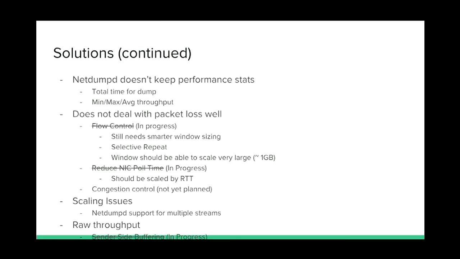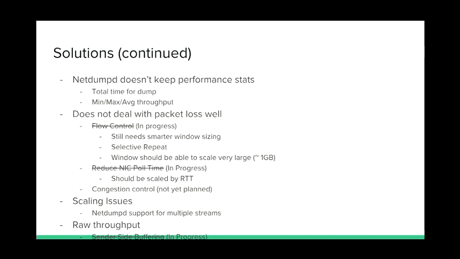And then congestion control is not something I'm going to do, but it's something that should happen. You're at least taking one hop to your dump server, and hopefully not much more than that, but perhaps there's some slowdown in your management network. Maybe the dump server can take 100 gigabits, but some host in the middle can't transfer. So congestion control would really help. The server scaling issues, support for multiple streams would be great. It's not something I'm working on. And then just raw throughput improvement.